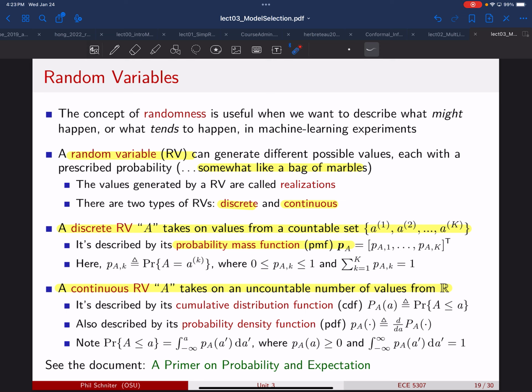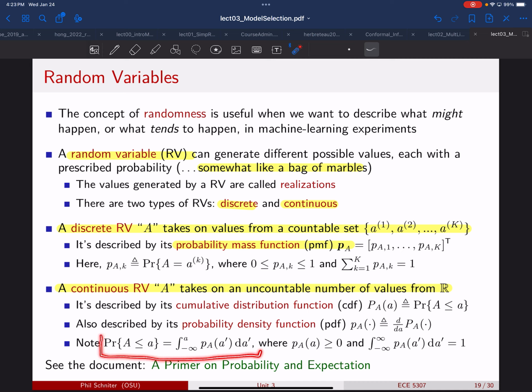Now, we're not going to use the CDF much in this class, just once in a while. What we'll use more often is the PDF. The PDF, if you want to state it officially, it's the derivative of the CDF with respect to that argument. It's maybe not all that intuitive, but that's how it's defined.